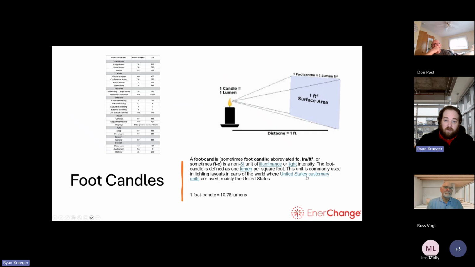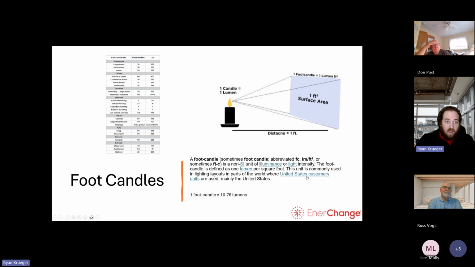One candle, like a literal candle, if you light a candle on your bedside table, that's 1 lumen. If you go outside on a full moon and you have clear sky, a full moon is 1 foot candle. In your bedroom when you're reading, your lamp is ideally generally 10 to 15 foot candles.